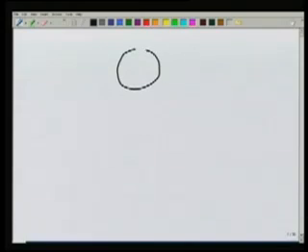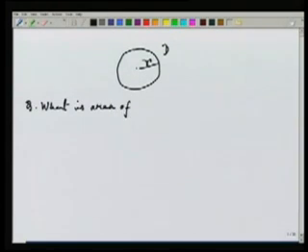So the problem is this. I look at a disk whose radius is r. So this distance is r. Call this disk D. Question is, what is area of D?